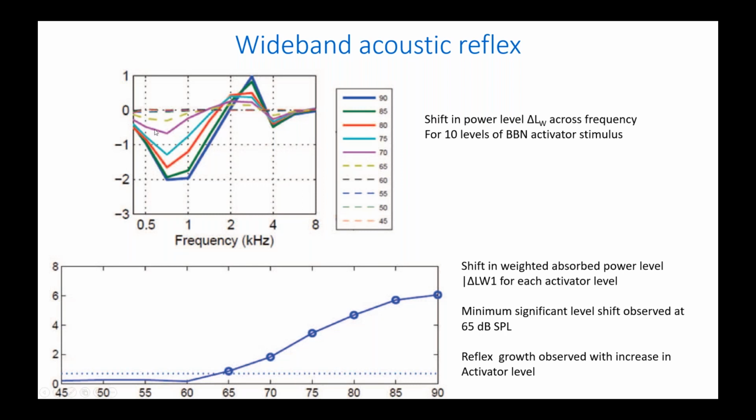So this is the absorbance change, and you can see that by about 65 dB you can start to see the drop in the absorbance. As the intensity increases, the amount of absorbance also reduces. And this is the significant level where a significant drop in the absorbance was observed. I haven't done much work on the wideband acoustic reflex, so I can just go by what is provided in the literature. I don't have much experience working with it.